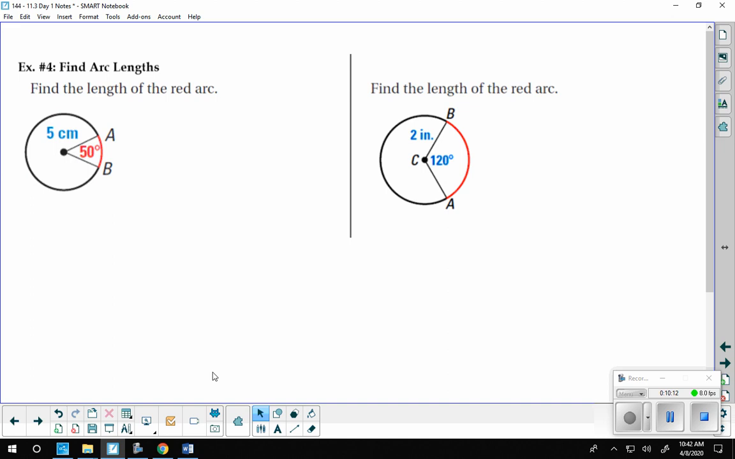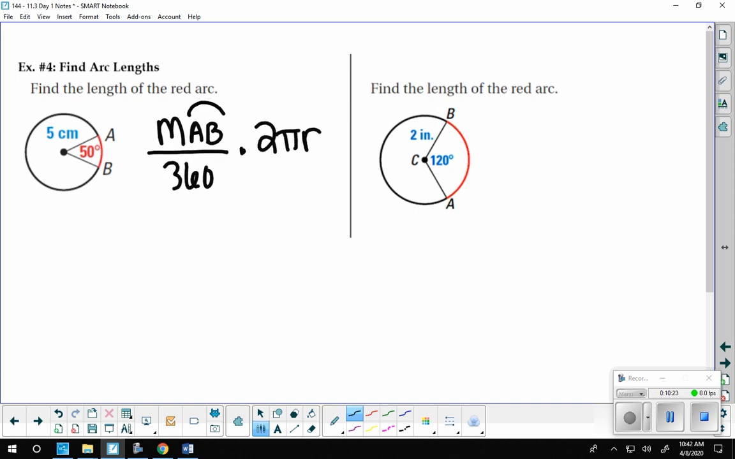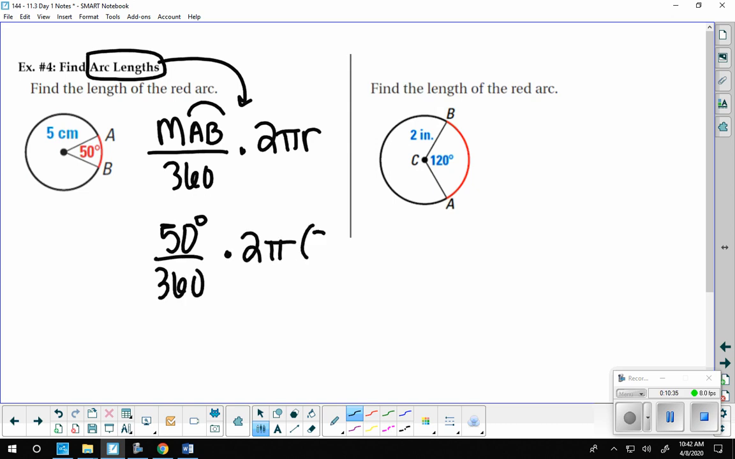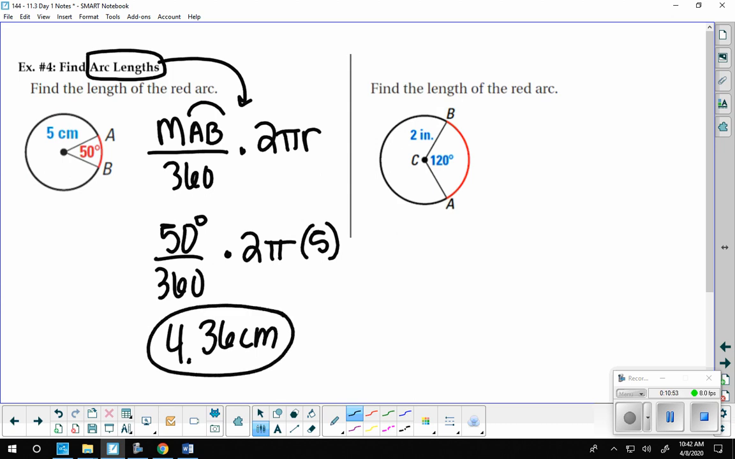So it says find the length of the red arc. I'm just going to set up the formula. It's the measure of arc AB, which we learned on the front page, divided by 360 times 2 pi r. That's how we find the arc length. Okay, that's the formula. So the measure of arc AB is 50 degrees. We divide that by 360 and multiply it by 2 times pi times r. So what I would do first is plug this in your calculator and then multiply it by 2 times pi times 5. And when we do that, we get 4.36 centimeters for the arc length of the red arc.